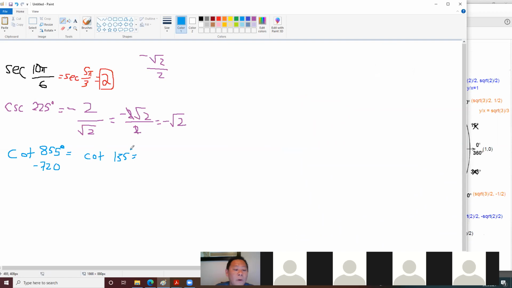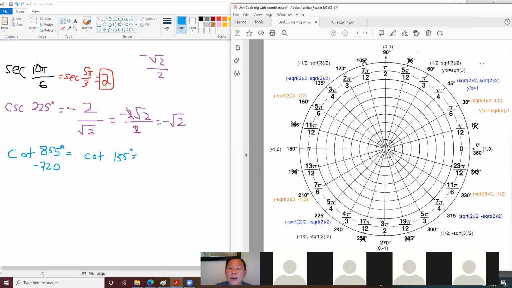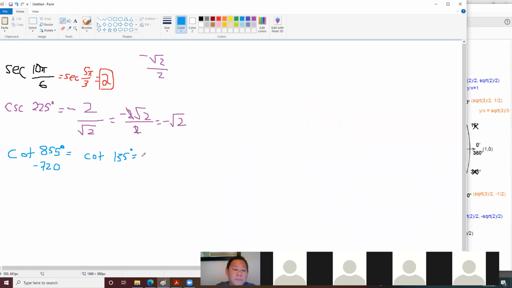So now you look at cotangent 135 degrees, which is this fellow. This is 135. Cotangent is what over what again? Divide these two, right? Do you know what happens when you divide these two? Negative 1. That's your answer.